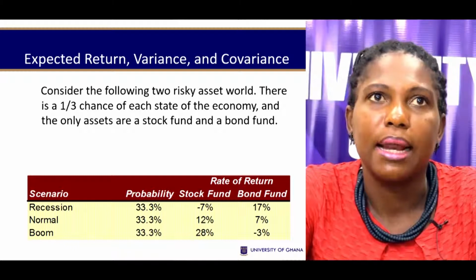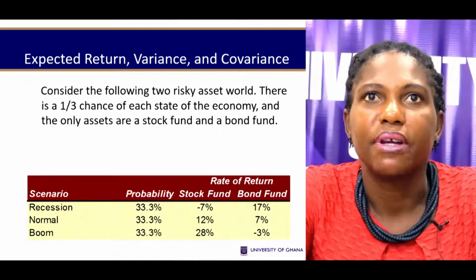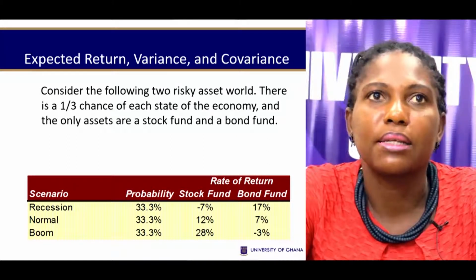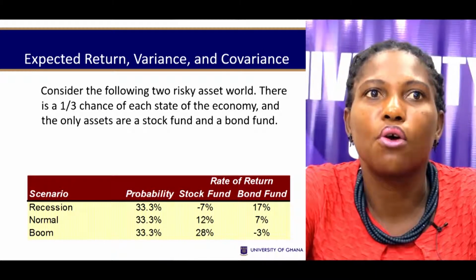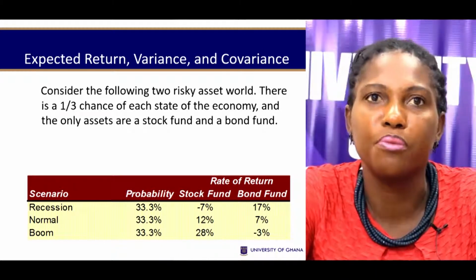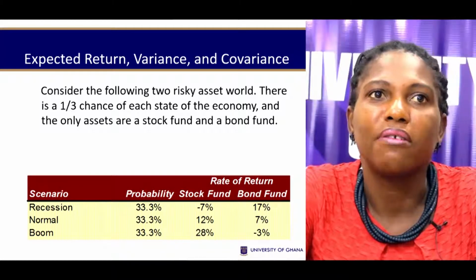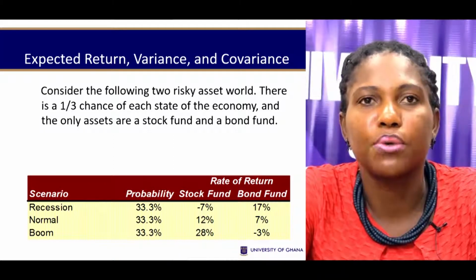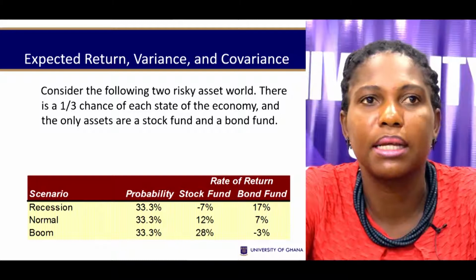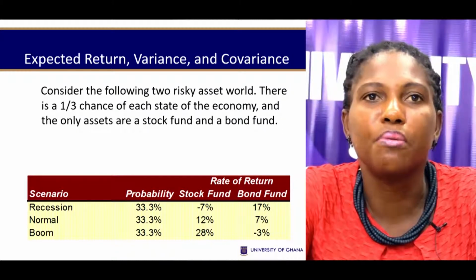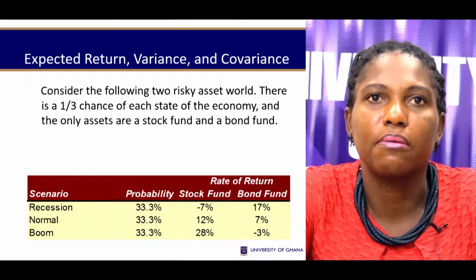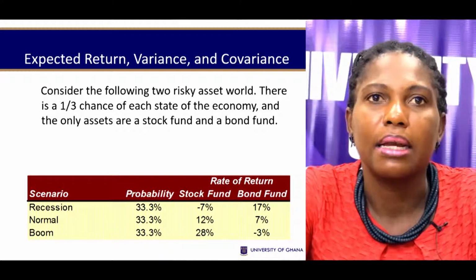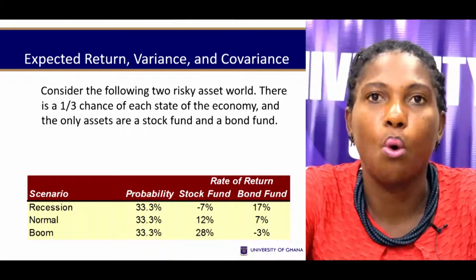So now, take an example where we have a two risky asset world. There's an estimation that there's a 1/3 chance that the economy may go into a recession, be normal, or boom, meaning that the probability of a recession occurring is about 33.3%. The probability that the economy will stay normal is also 33.3%, and the probability that the economy may boom is 33.3%. Bear in mind that these probabilities may actually vary. They are not always static, and they should always add up to 100% or 1.